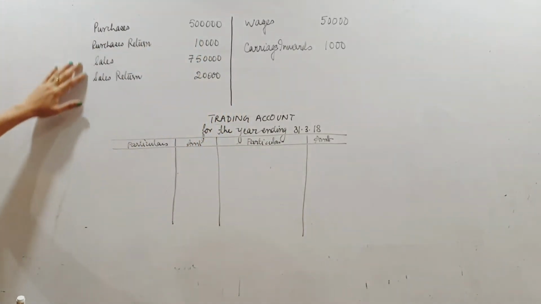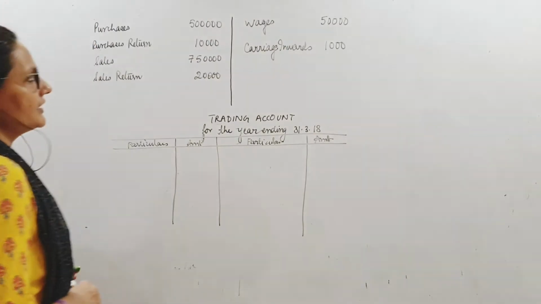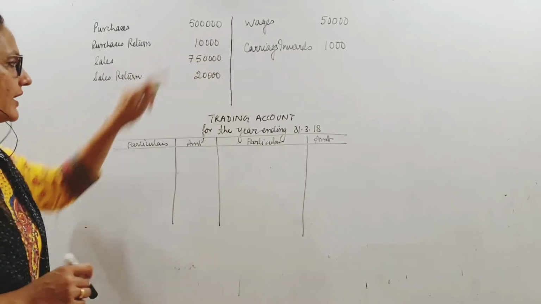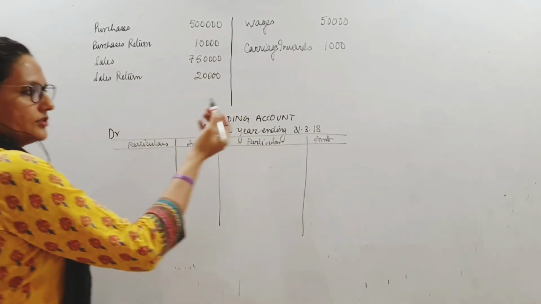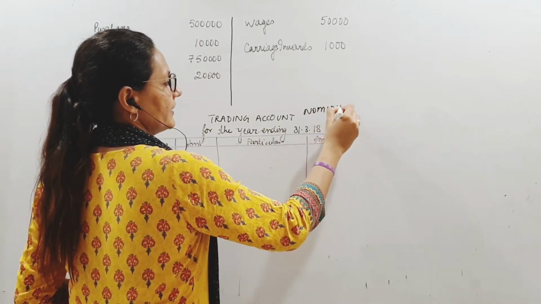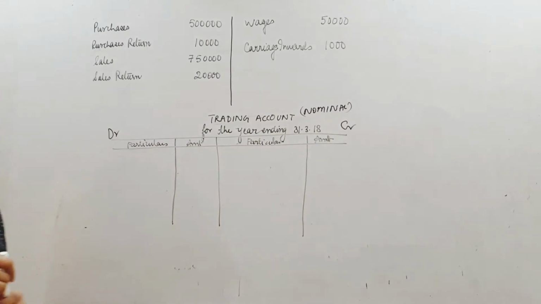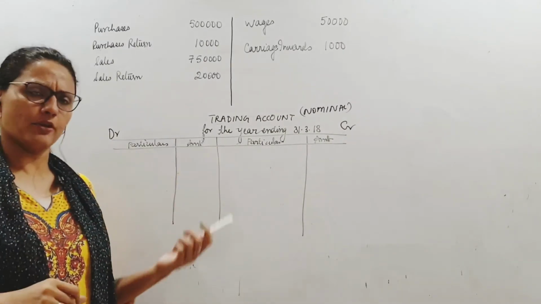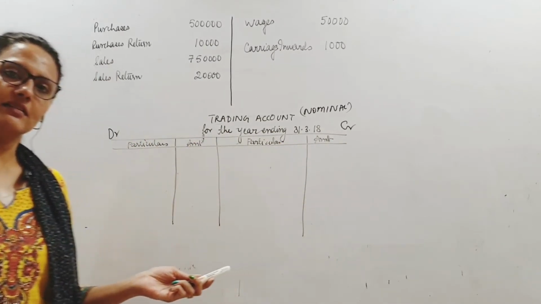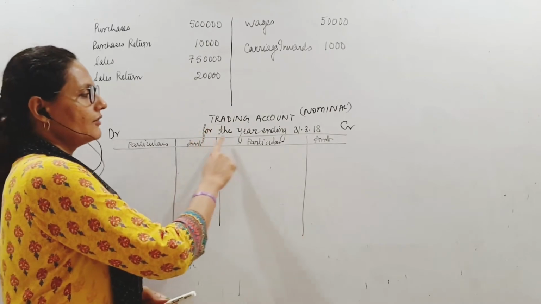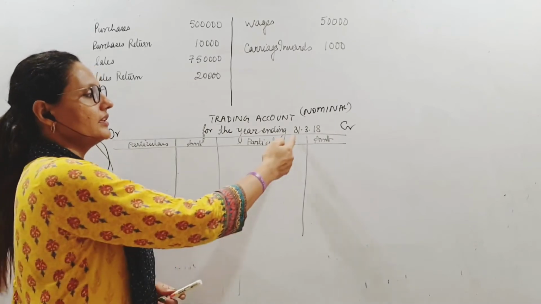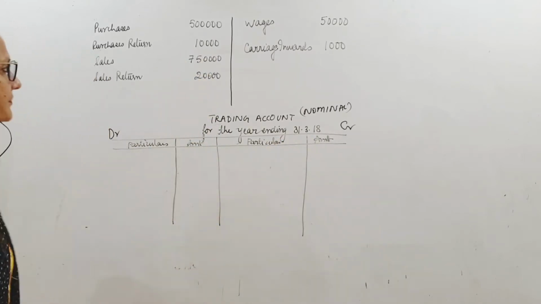So let us see, suppose these are a few items appearing in the trial balance. Purchases 5 lakhs. Purchase is an expense. I told you this trading account is just a ledger account, a nominal account, because we are trying to find out profit by comparing income and expenditure. So the trading account and profit and loss account are nominal accounts. Debit side, credit side, just like any other ledger account. We write here "for the year ending" because this is for a particular year. We are trying to find profit for a particular year, 31st March 2018 say.